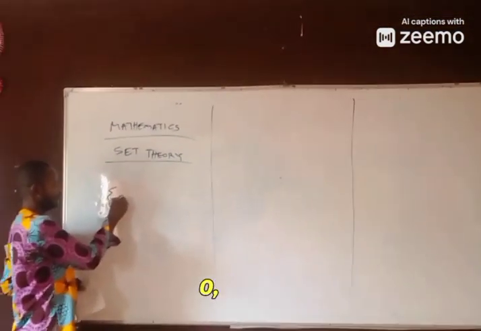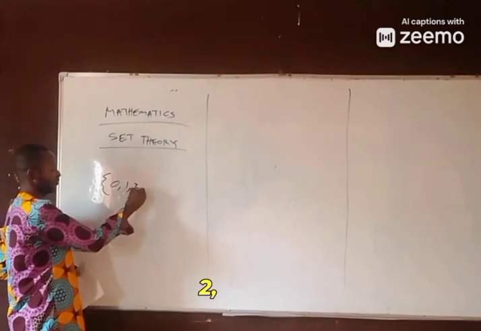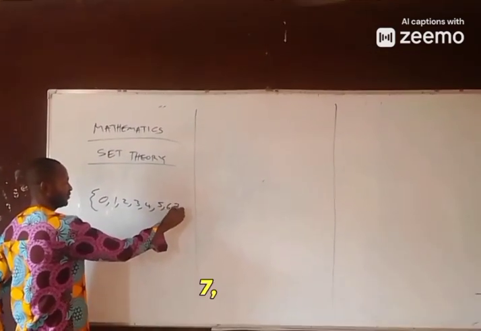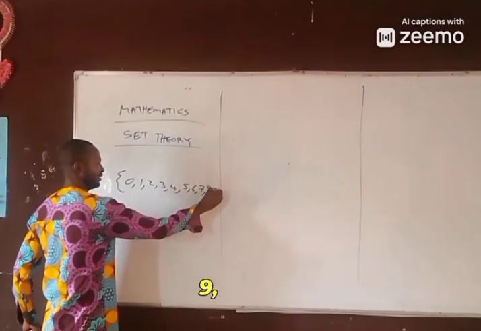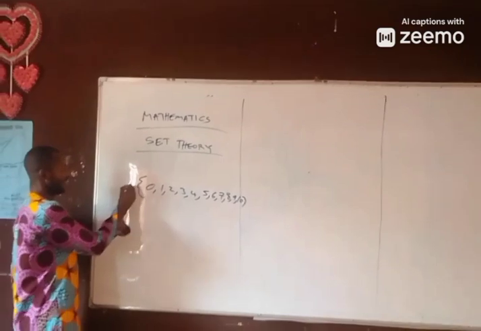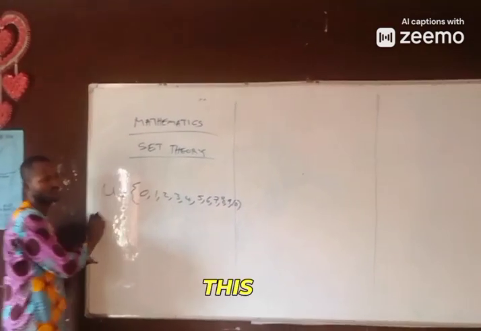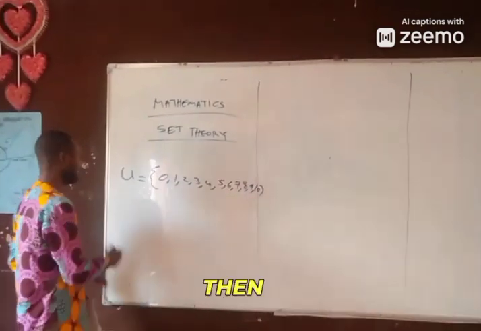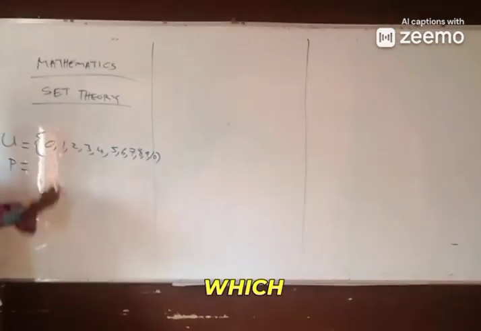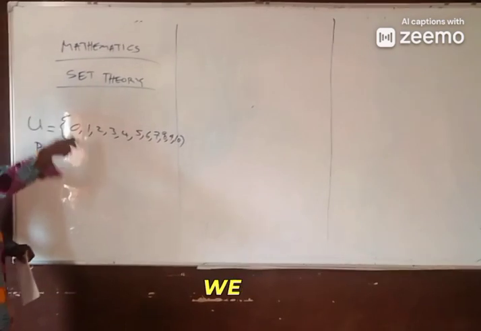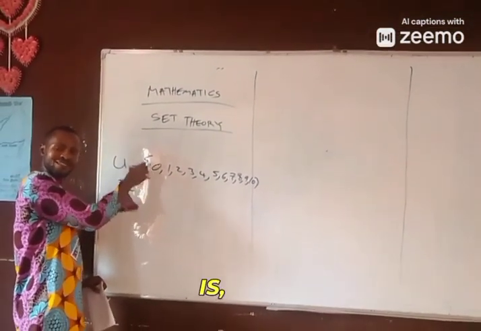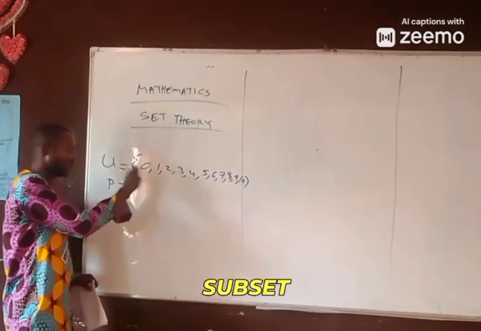Then I have here 0, 1, 2, 3, 4, 5, 6, 7, 8, 9, and 10. So this is a set. I can call this U. This is set U. Then I have another set, which is derived out of this set, which is a subset of this set. When we say subset, something that is derived from U, that is, all the elements are in U, it is a subset of U.